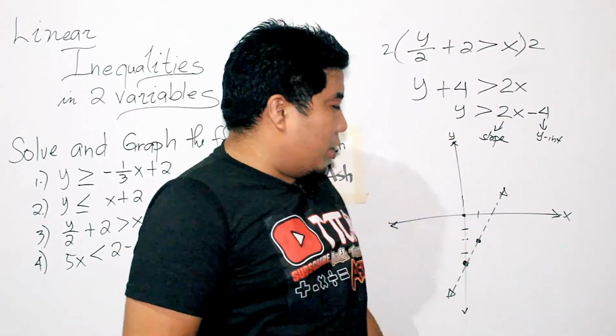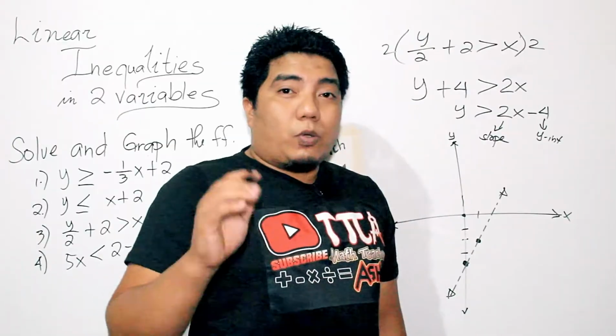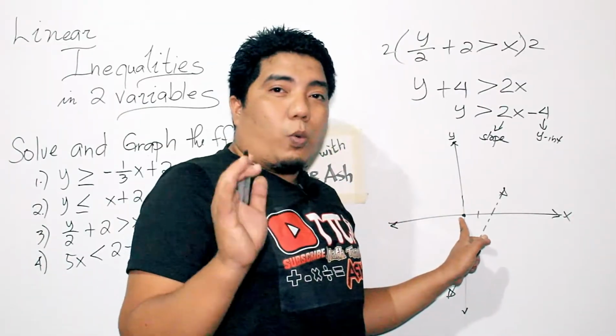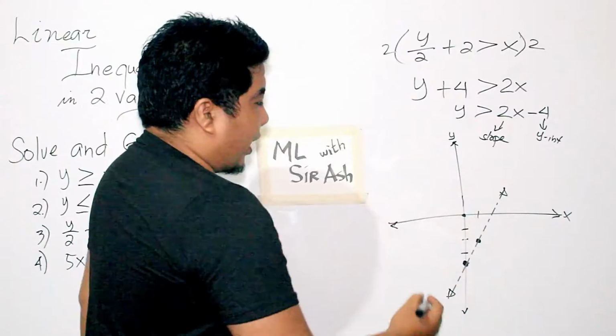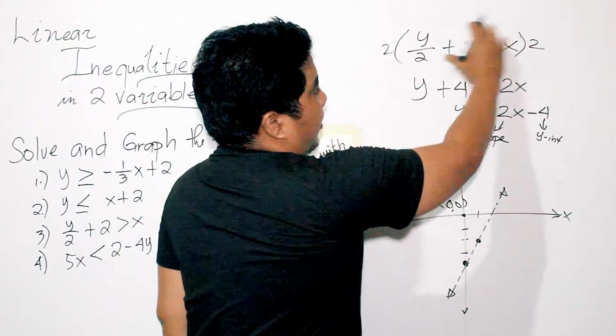So now let us continue. What is the next step? So now let us test our origin, whether this is part of the solution. Okay, so that is 0, 0. Let's consider the original.